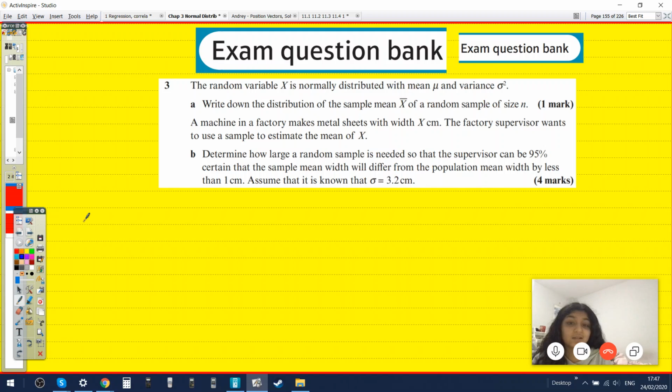I don't know how to do this. There's a few different ways to do it. I think the easiest way would just be inverse normal. Would you use the inverse normal? You could also just do trial and improvement. That's probably how I would do it. How would you do it with the inverse normal?